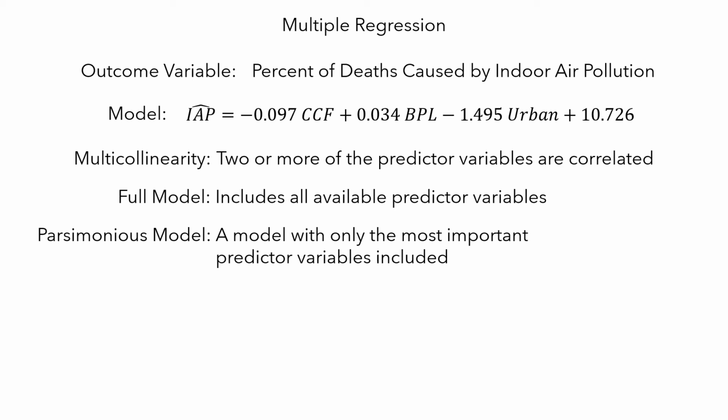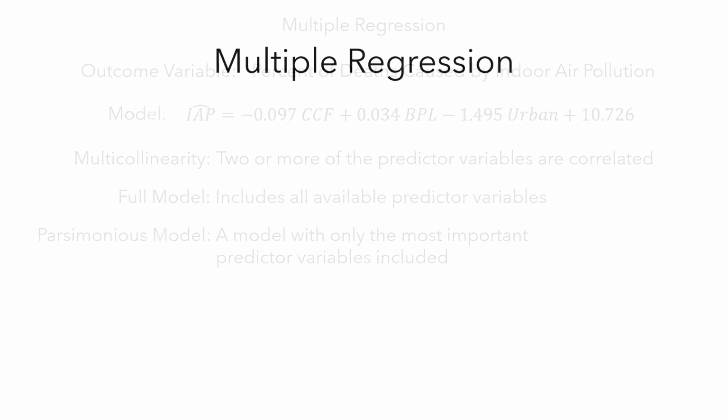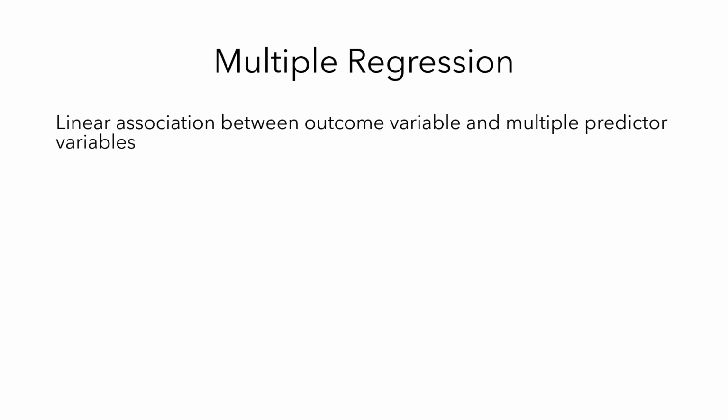Now, let's take a look back at what we've seen in this video. In this video, we explored the idea of multiple regression, where we examined a linear association between the outcome variable and multiple predictor variables. We saw that the predictor variables can be categorical. The categorical variable we looked at here was binary, but you can also use non-binary categorical variables in the model.